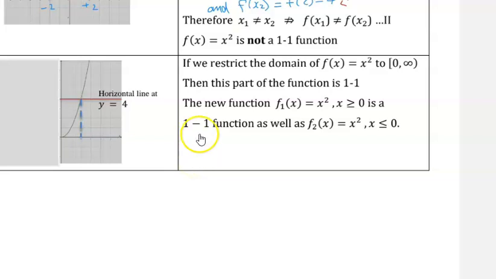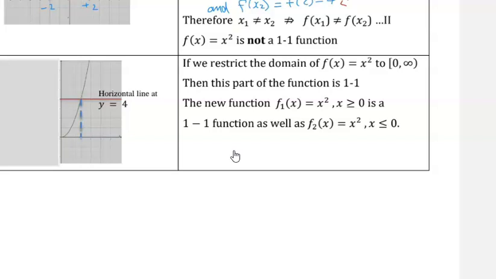In general, we can also say that if a function is only increasing or if a function is only decreasing, in this case, this function is only increasing because as x gets larger, the y also gets larger, then we will have a one-to-one function.